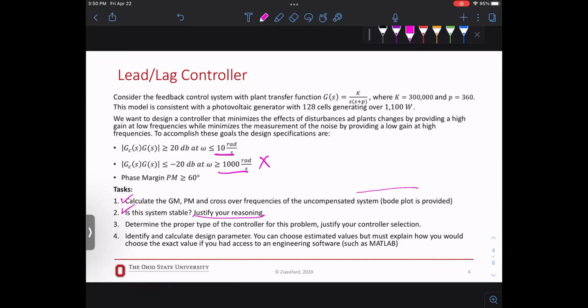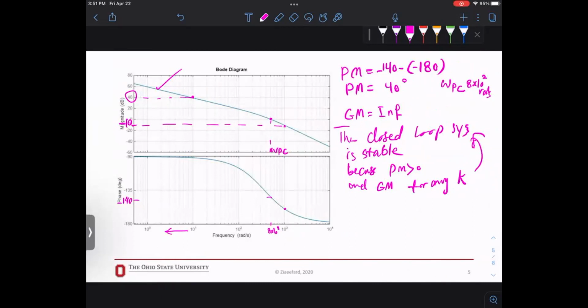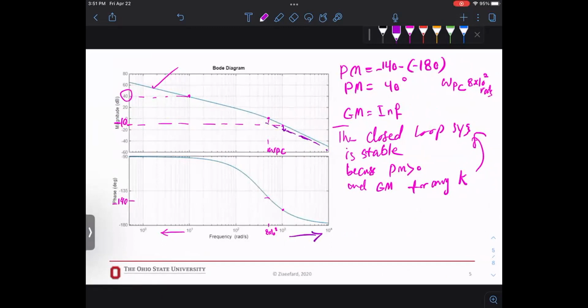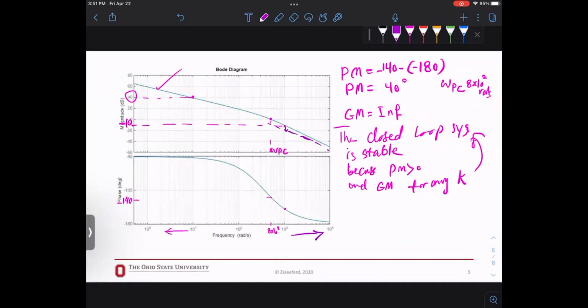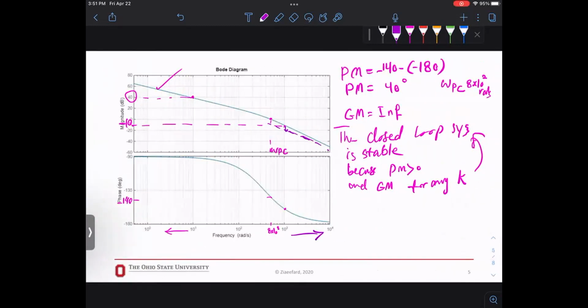We have to shift our Bode plot 10 dB down, sorry. The Bode plot should be here, so all of the gain above 10 to the power of 3 is below negative 20 dB. That's one thing that needs to be fixed. The second thing that needs to be fixed is what? We have a requirement for PM greater than 60. We just calculated PM and it was 40. So we have some PM that we need to fix and address.